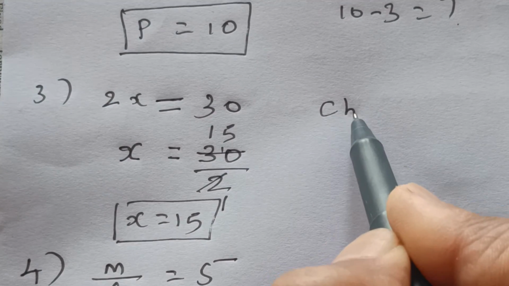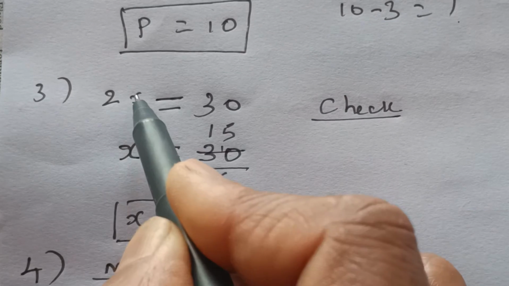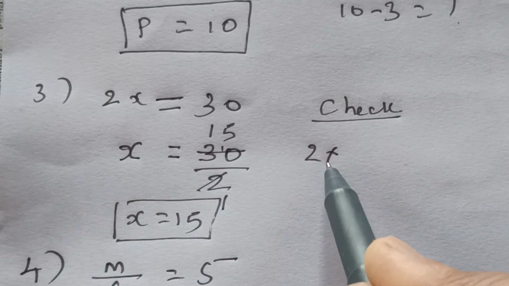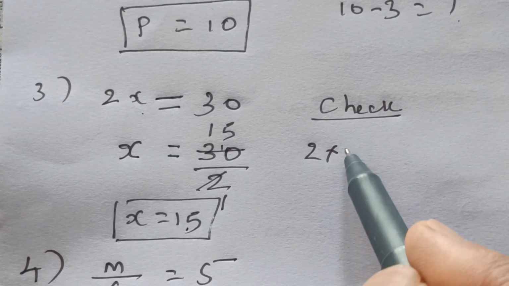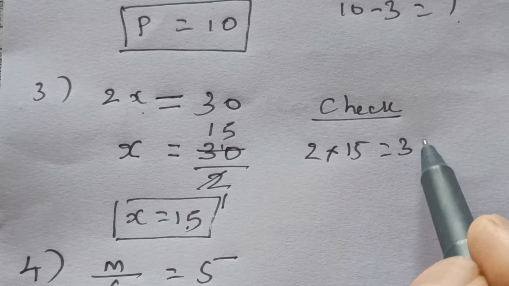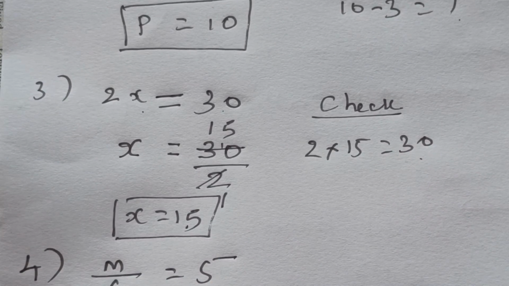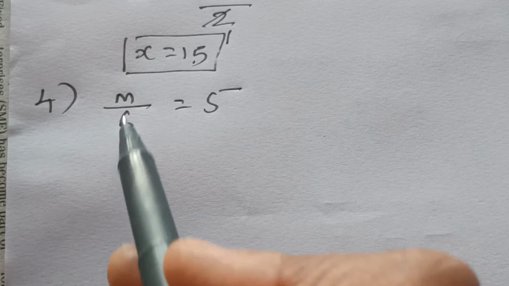Now shall we check it? What is the given question? 2 into x. What is the value of x we got? 15. What is 2 into 15? 30. Are we getting it? Yes. Next, m by 6.